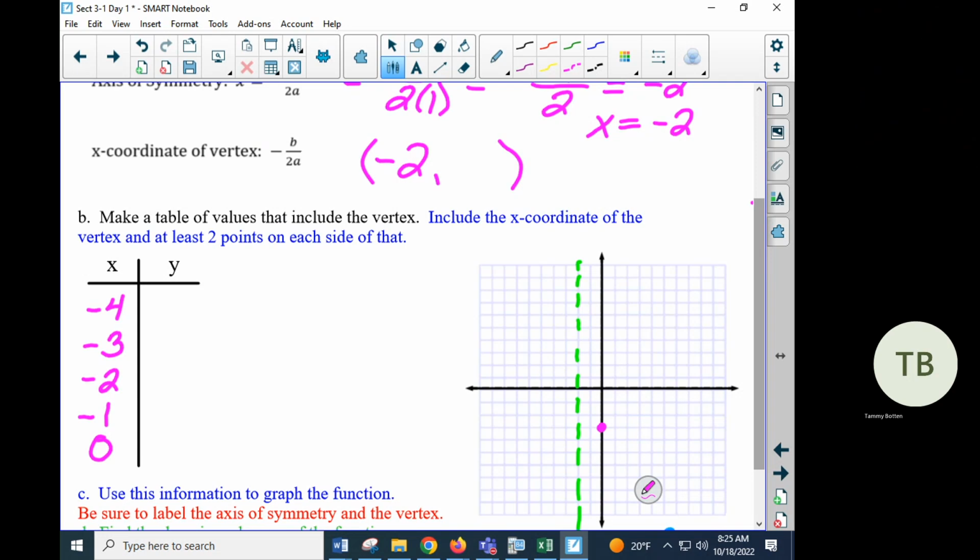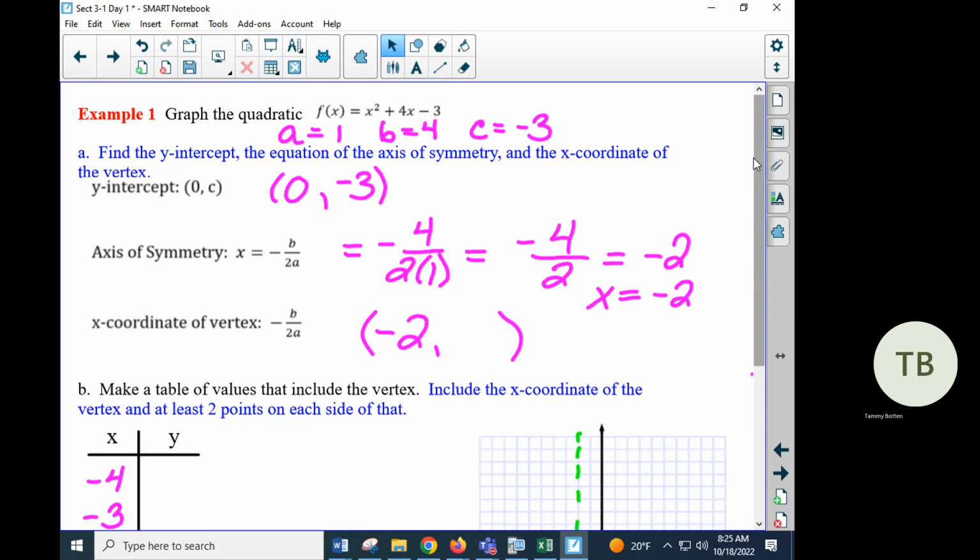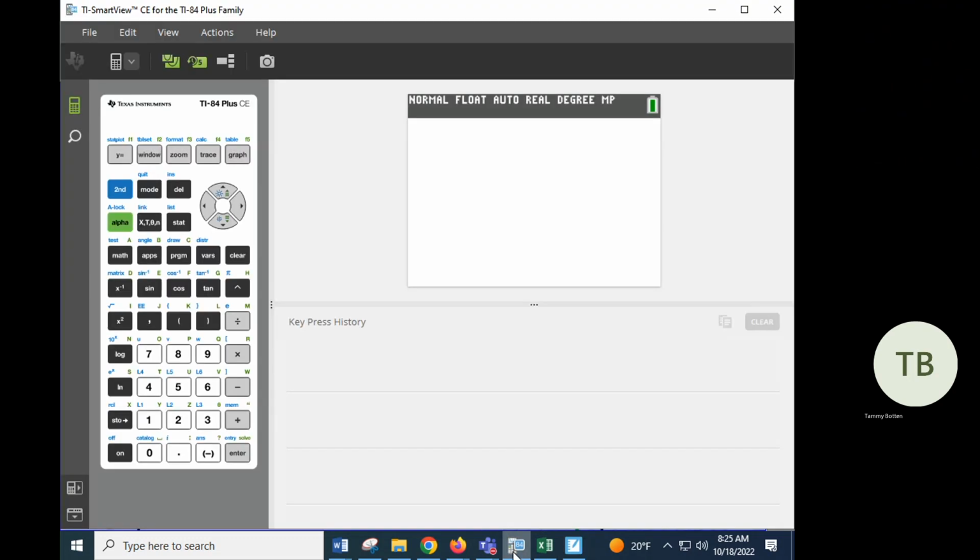Now is when we're going to use our graphing calculator. Okay. So we are going to go to our graphing calculator and we're going to plot this in. So if you guys would look at your calculator, we are going to go to our y equals.